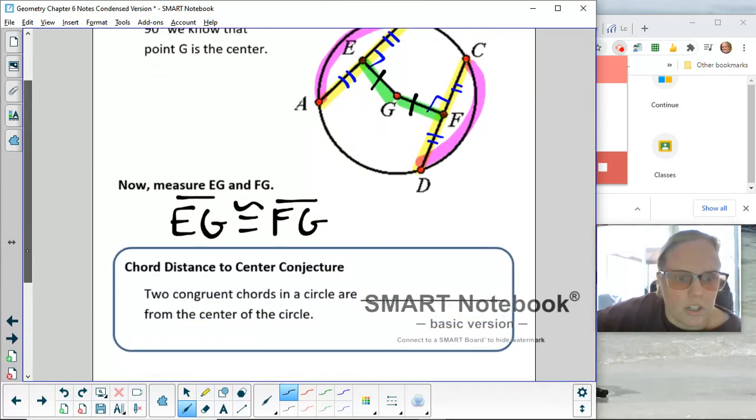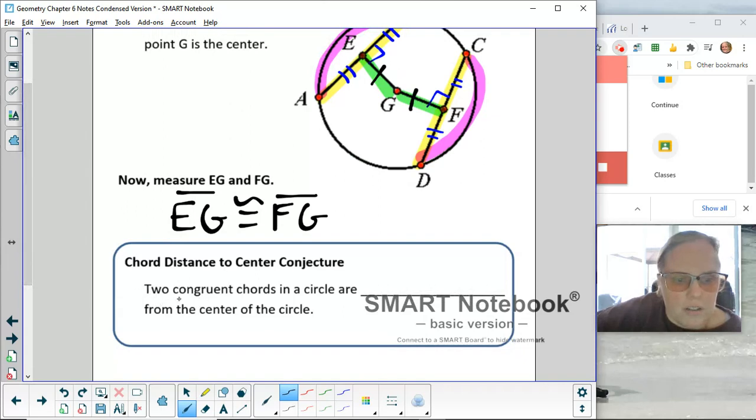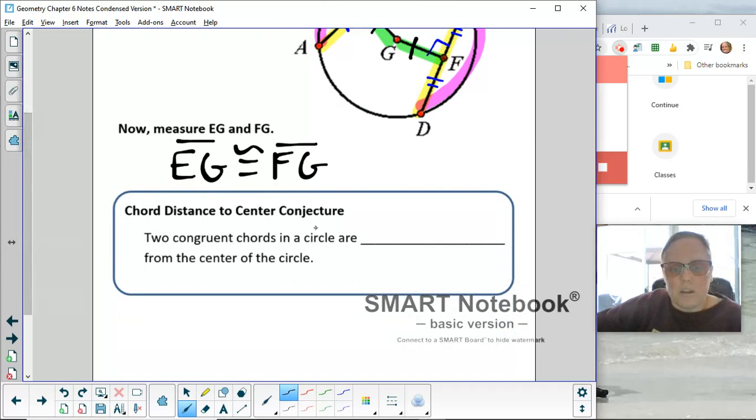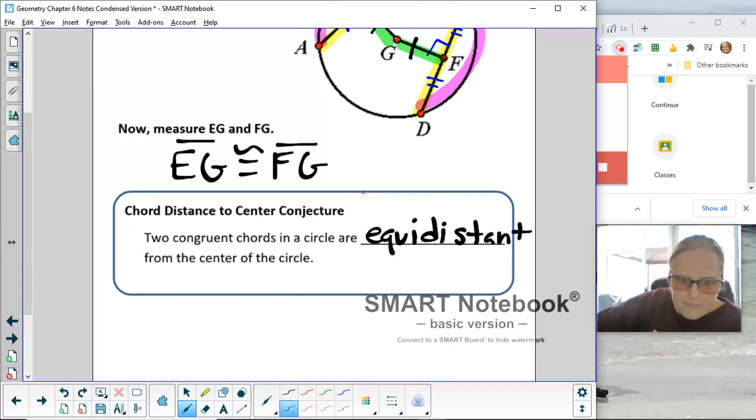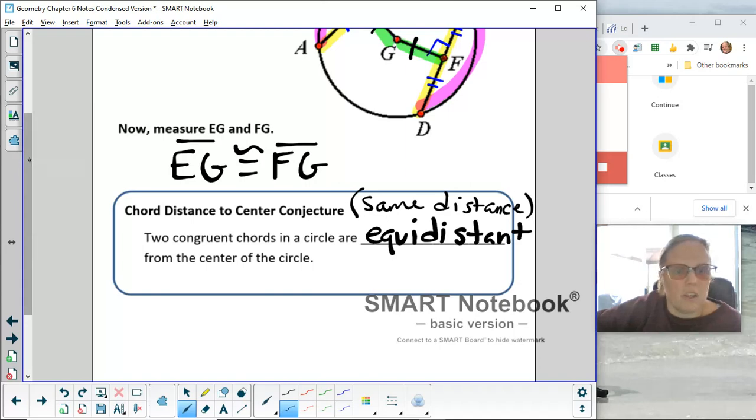So down in the conjecture, it says two congruent chords in a circle are blank from the center of the circle. So remember, our yellow chords up here were the congruent ones. They are the same distance from the center of the circle. And the word for same distance is equidistant. Wow, that's a lot of information regarding just one pair of congruent chords.